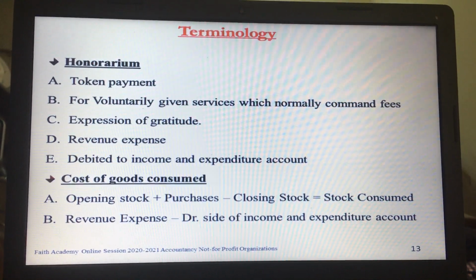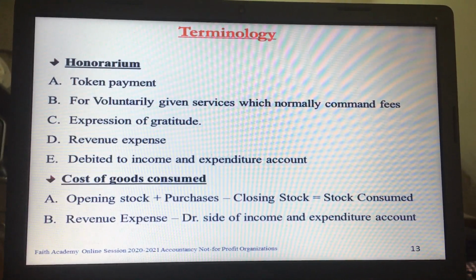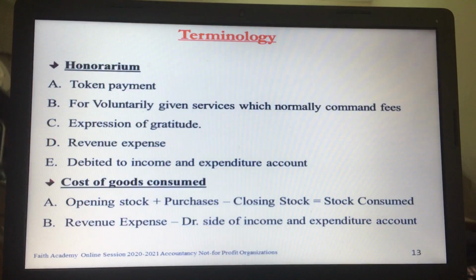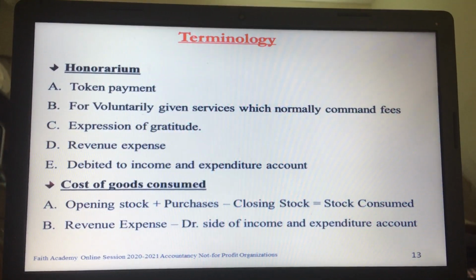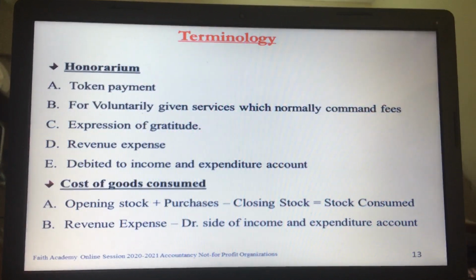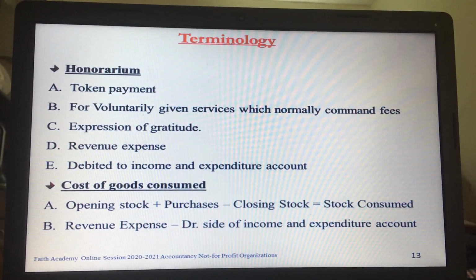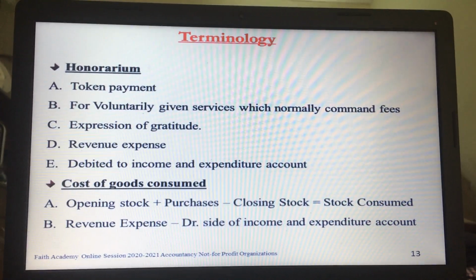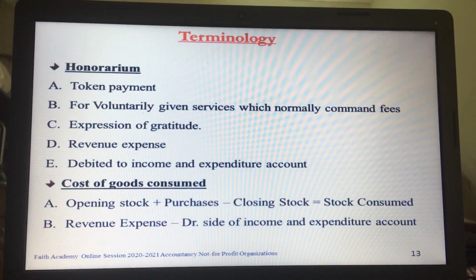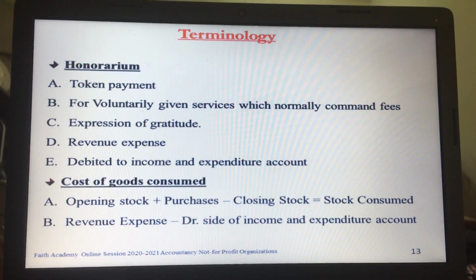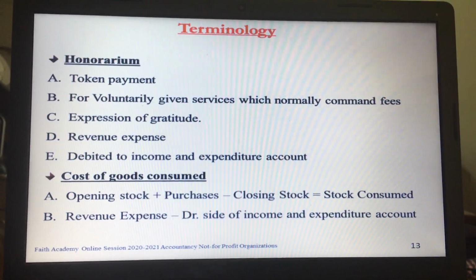Cost of goods consumed. Cost of goods consumed is calculated when we talk of opening stock available for those goods. Any purchases that you have made during the year, closing stock that is available for you to be consumed in the next year, and with this opening stock plus purchases minus closing stock, we get stock consumed. Whatever stock is being consumed, it's a revenue expense for the not-for-profit organization, and it finds its place on the debit side of income and expenditure account.